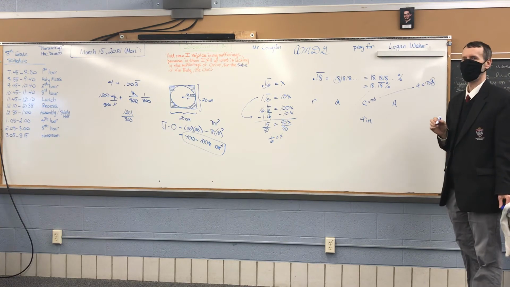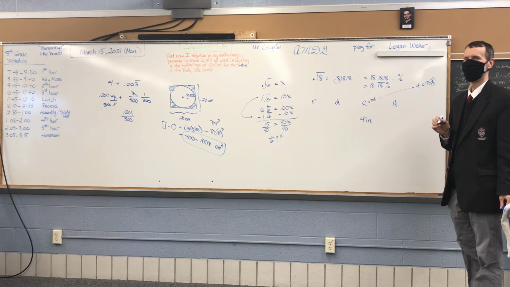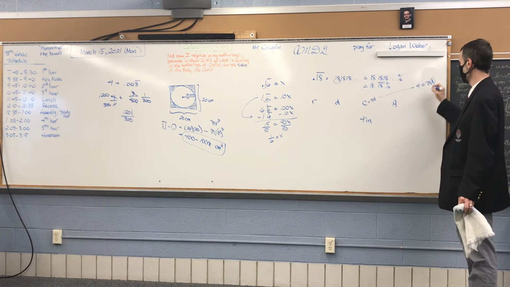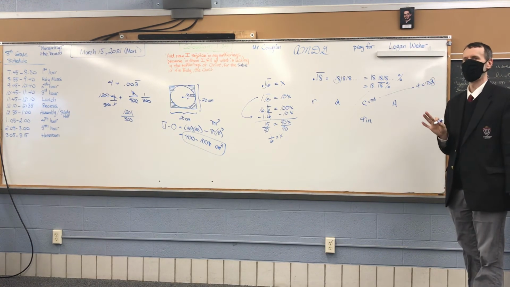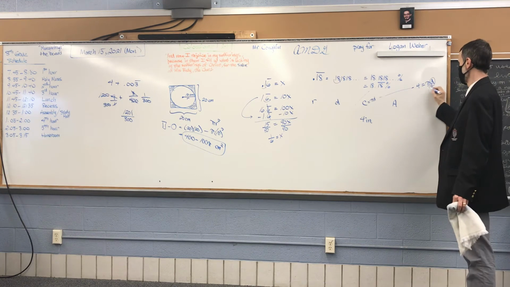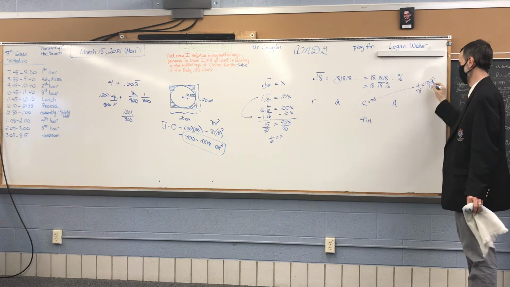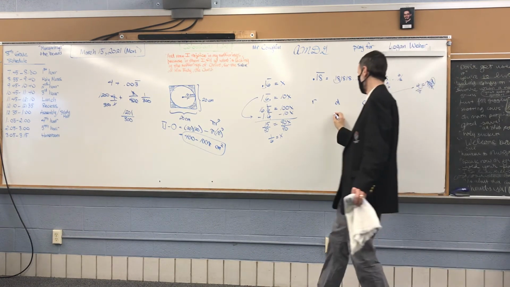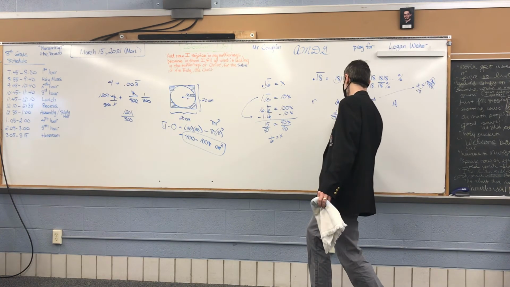What do you get rid of? I don't know. This is pi times d. Just think of it as an algebra problem. Divide by pi on both sides. That's 4 over pi. So there you go. 4 over pi inches.